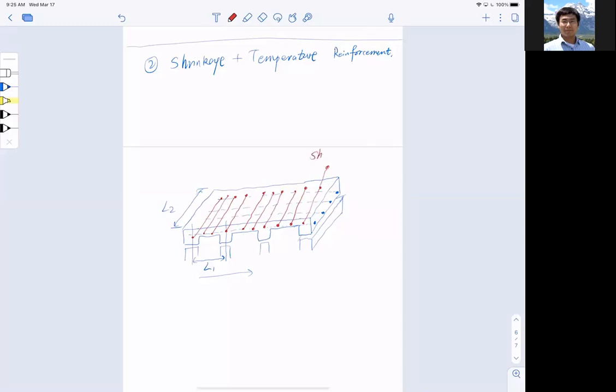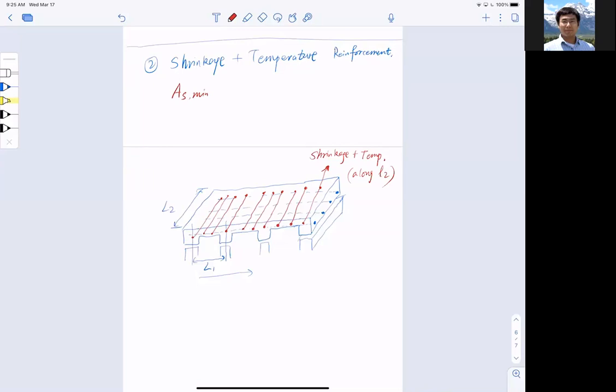These are the shrinkage plus temperature reinforcement. Okay, shrinkage and temperature reinforcement. All right. Then again, we also make sure that, of course, this is along L2. Along L2, we make sure that the provided reinforcement, for shrinkage and temperature, instead of spacing, we will design for the minimum.